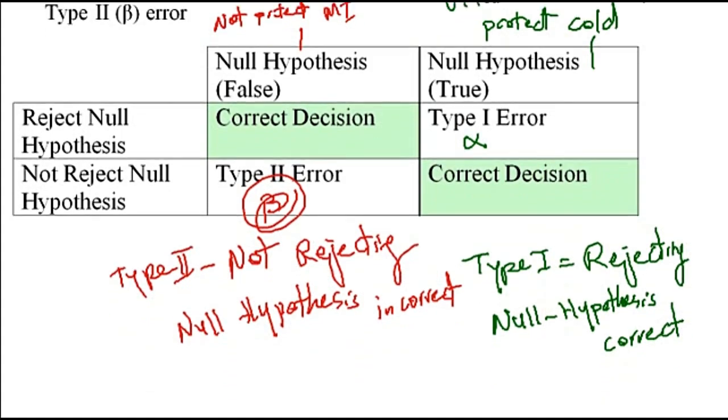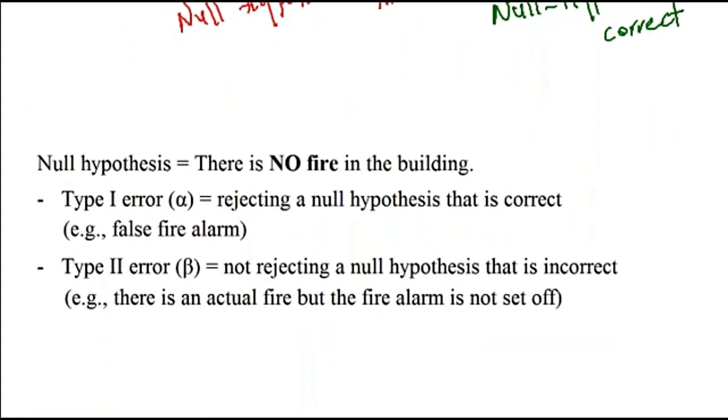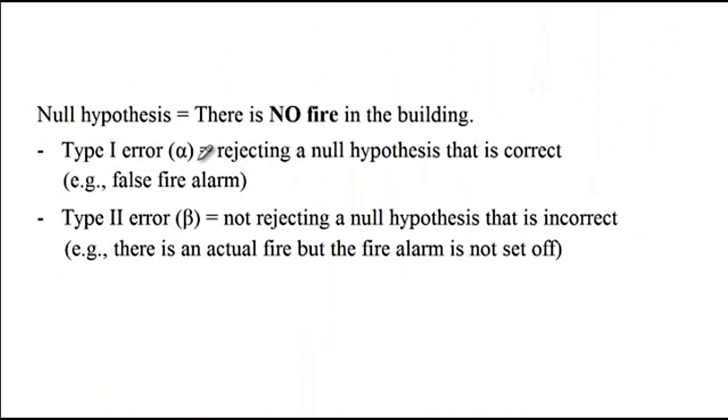Now here I'm going to provide you another example to be more clear regarding these definitions. So let's say that our null hypothesis is that there is no fire in the building. Now what happens if the fire alarm is set off, but at the same time there is no fire in the building? So there is no fire in the building, which means that our null hypothesis is correct, but the fire alarm has been set off. So here the fire alarm is actually rejecting a null hypothesis that is correct, because our null hypothesis was that there is no fire. So therefore this would be again another example of type 1 or alpha error.